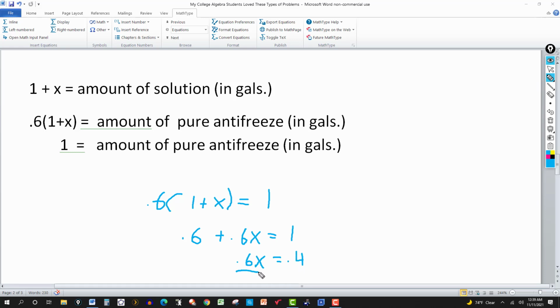Divide both sides by 0.6 to isolate the x. This cancels out, and I'm going to get x equal to 0.4 over 0.6. But I can simplify that, multiplying by 10 and 10 here to get rid of the decimal. I can write this as 4 over 6. That's the same thing. It's 0.4 over 0.6. And then you can reduce this to 2/3.